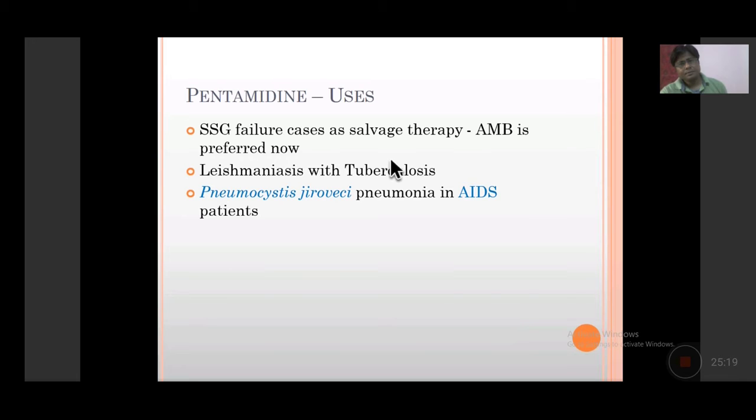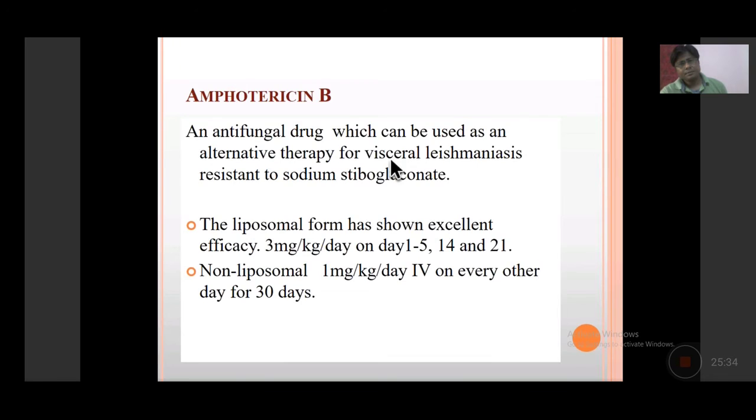The problem with amphotericin B is its cost, especially liposomal amphotericin B. So it is also used in treatment of leishmaniasis with TB. Pentamidine can also be used in treatment of pneumocystis pneumonia in AIDS patients and trypanosomiasis. Now comes amphotericin B. We already discussed everything about amphotericin when we discussed antifungal agents, but nowadays it is the drug of choice if you can afford it. Otherwise, the drug of choice is sodium stibogluconate if there is sensitivity.